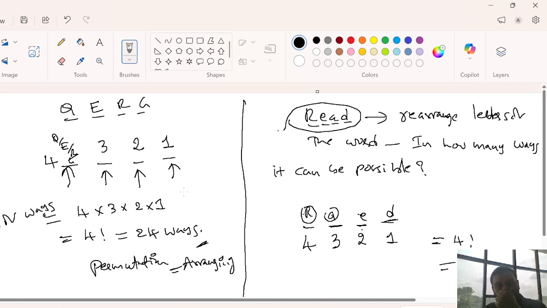Whenever repetition is not given, then we are going to do this. When letters are repeated, we will have to handle it differently. That depends upon the question, whether we have to consider repetition in it or not. We will see one of the examples.